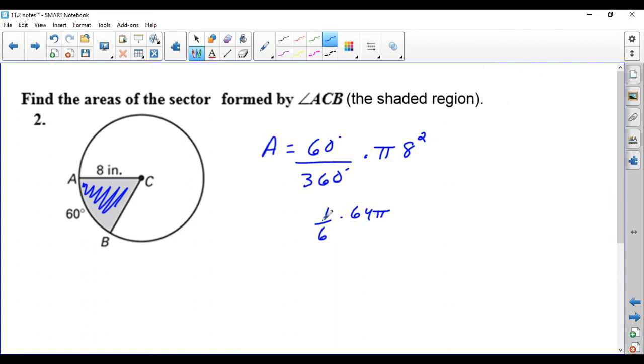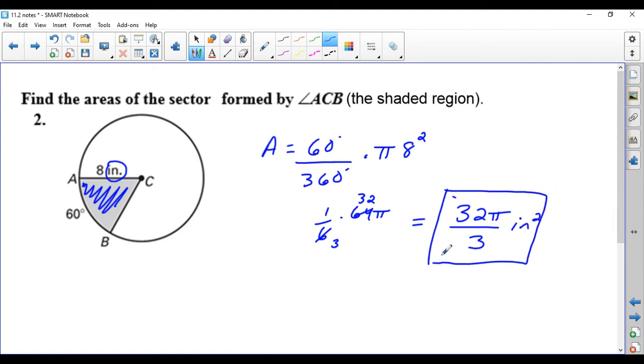And I'm just going to reduce this. If I have 64 and 6, they're both divisible by 2. This becomes 3 and 32. I have 32 pi over 3. Go look at my units. The radius was inches, so my area is square inches. I'm going to leave exact form wherever possible.